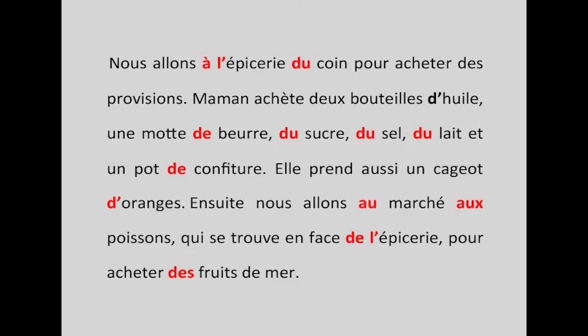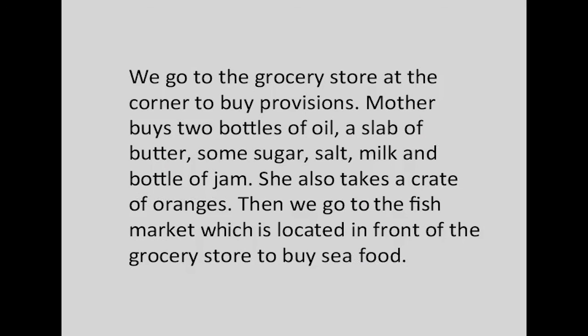The translation of this text is, we go to the grocery store at the corner to buy provisions. Mother buys 2 bottles of oil, a slab of butter, some sugar, salt, milk, and a jar of jam. She also takes a crate of oranges. Then we go to the fish market, which is located in front of the grocery store, to buy seafood.